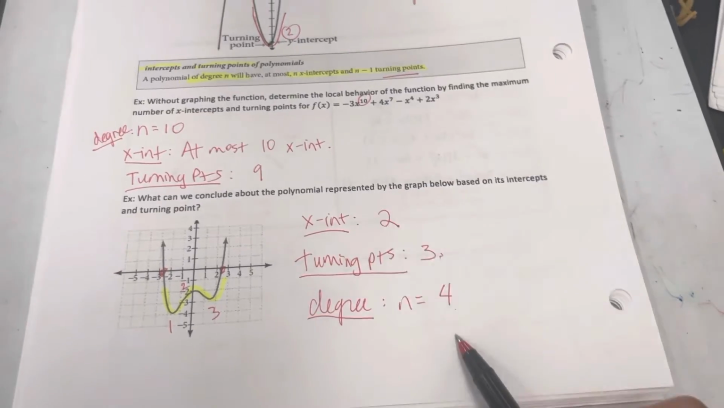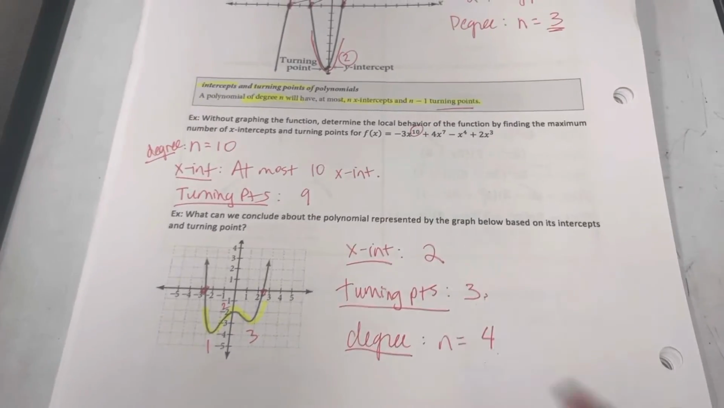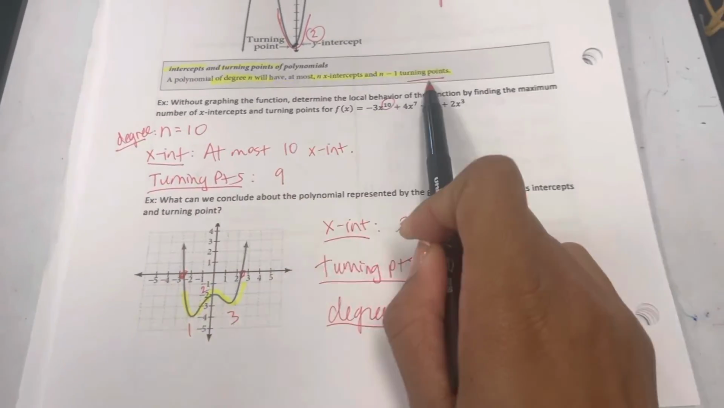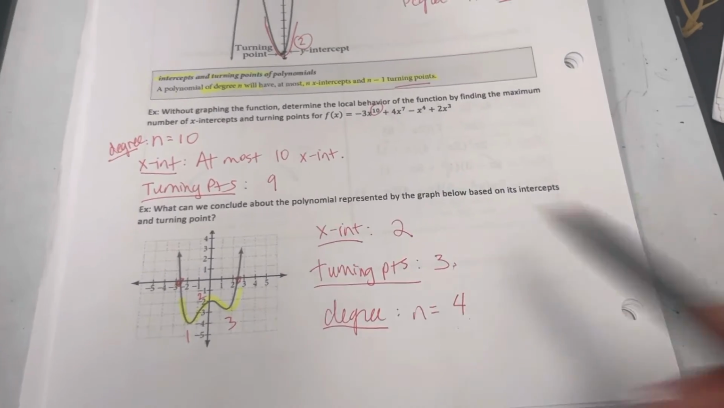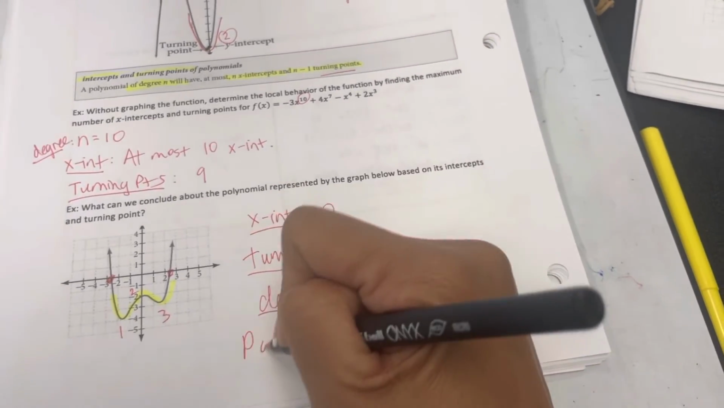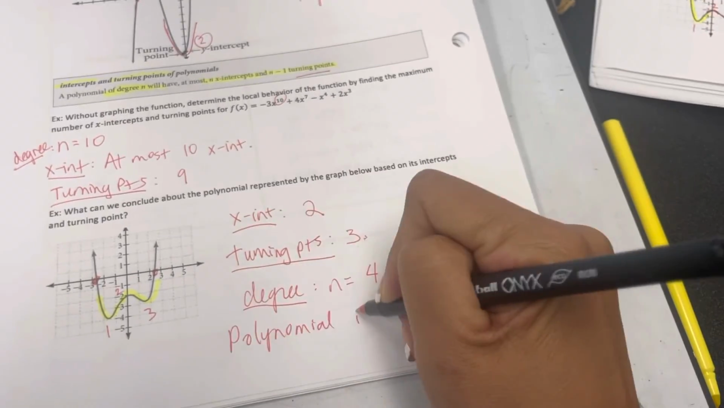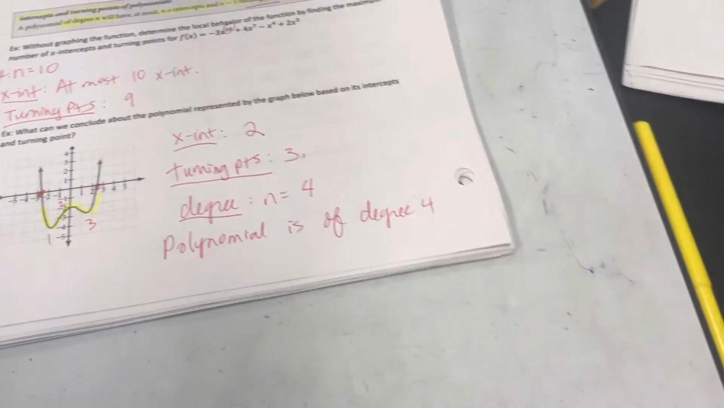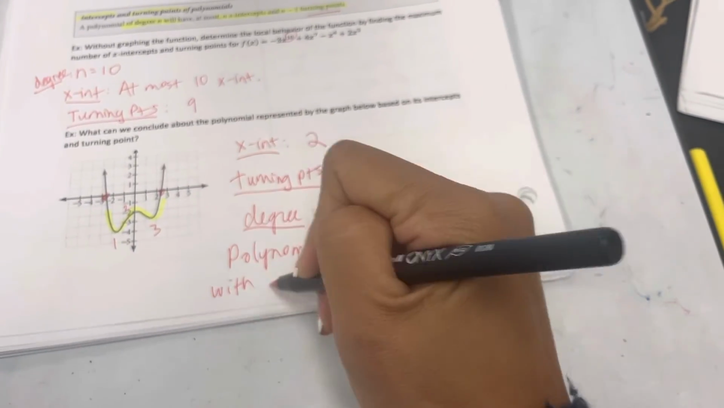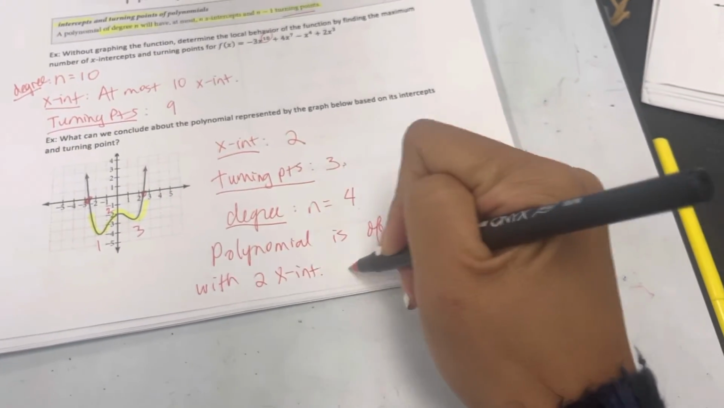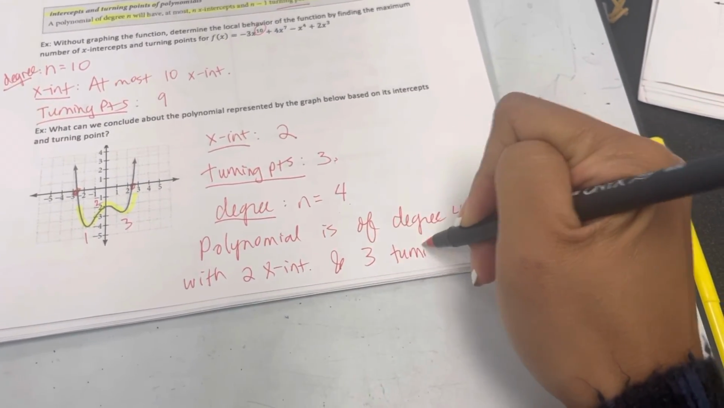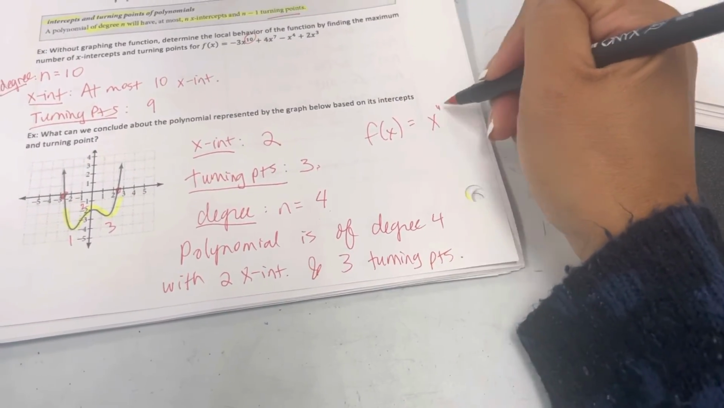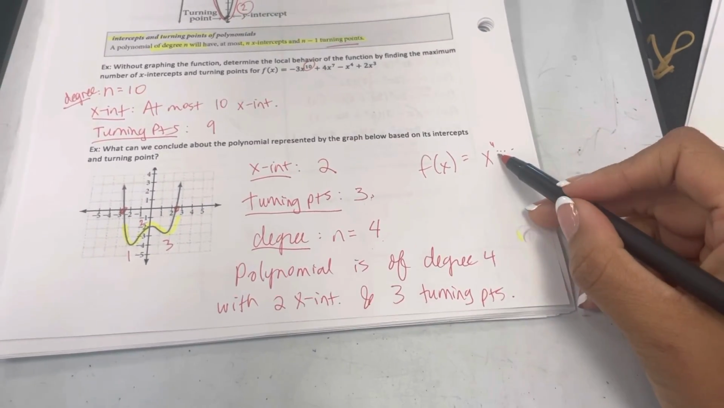And it's okay for the x-intercepts to be less than the degree. The number of x-intercepts is always equal to or less than the degree. But the number of turning points is always just 1 less than the degree, based on this relationship between the three of them. So what can we conclude? We can conclude that the polynomial is of degree 4 with 2 x-intercepts and 3 turning points. So when you write down the function, it's going to have x to the 4th and so on. The highest exponent is x to the 4th.